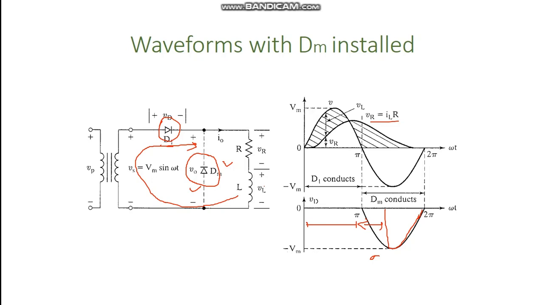But now that we have inserted this DM, we have a path for the release of this energy. That's why the conduction angle of this diode will now be from 0 to pi, and whatever discharge of the energy there is will take place through this freewheeling diode DM.